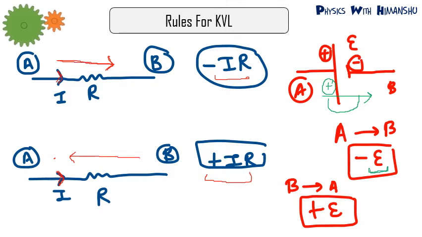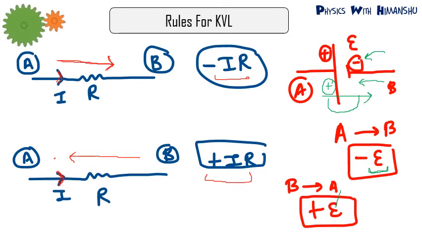And suppose you are coming from B to A, then the first terminal that you will meet will be negative. So you have to write plus E. So all four rules are important. If the direction of your motion and direction of current is parallel, minus IR. If the direction of your motion and direction of current is anti-parallel, plus IR.